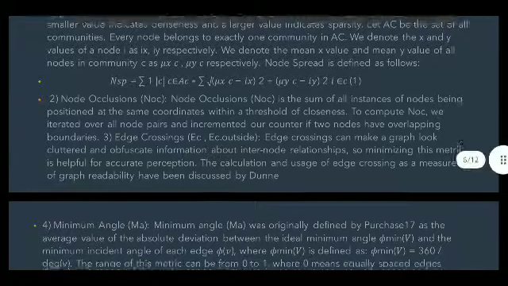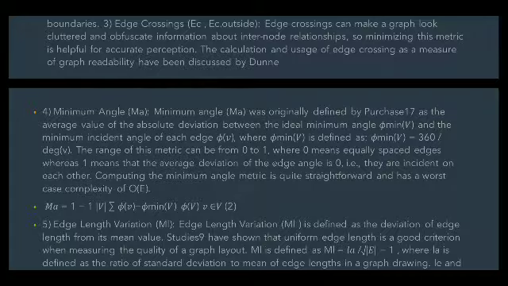Minimum angle was originally defined as the average absolute deviation from an ideal minimum angle. The ideal minimum angle is 360 degrees divided by the degree of v. The range of the metric is 0 to 1, and the formula is MA equal to 1 minus 1 over modulus of V, summation over v of the absolute value of the ideal minimum angle minus the minimum angle of v, divided by the ideal minimum angle.